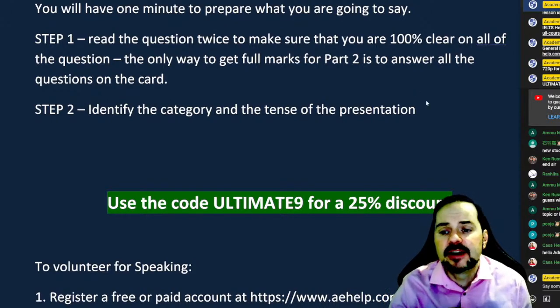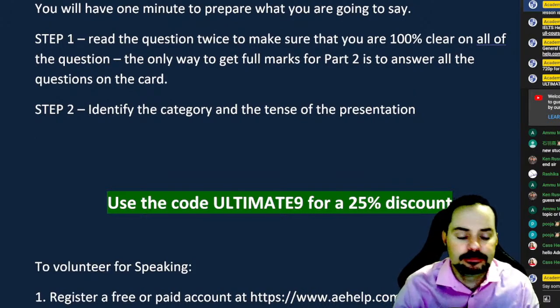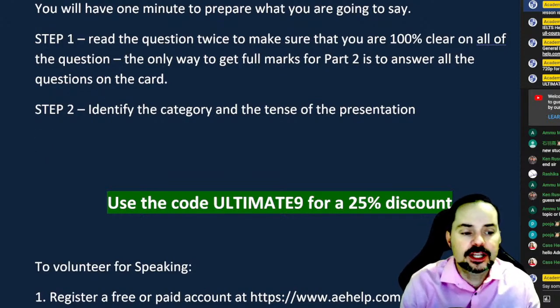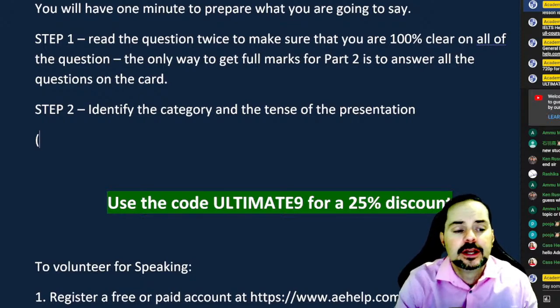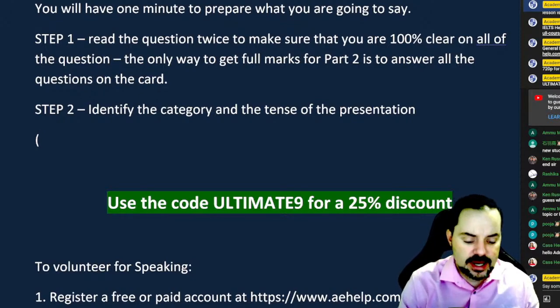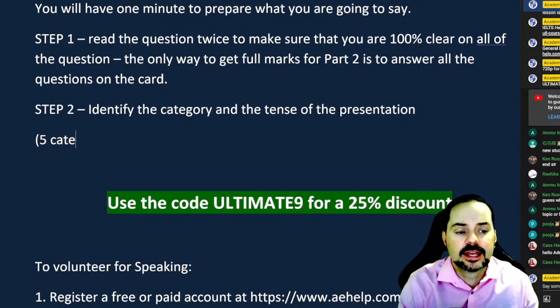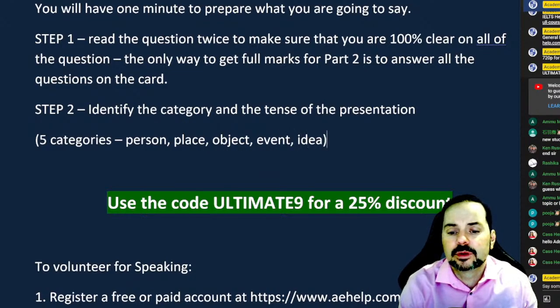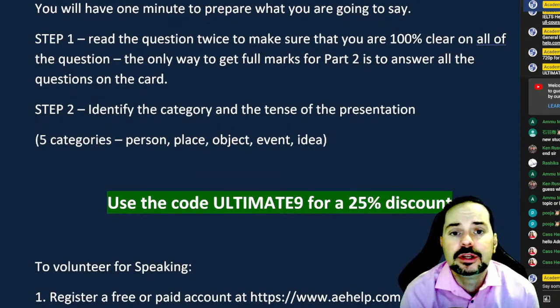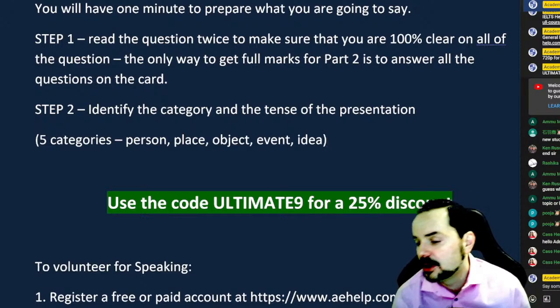And there's basically 5 categories, okay? Keep this in mind, and each one has a unique way to talk about it in a clear, structured way. So 5 categories: you might talk about a person, a place, an object, an event, or an idea, okay? And each of these has a unique way to clearly talk about it.